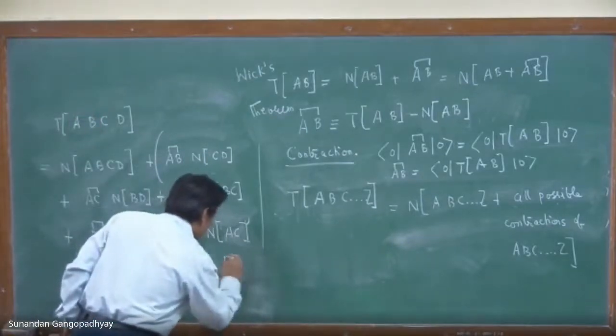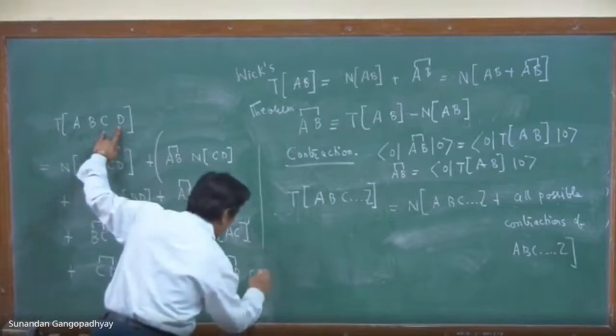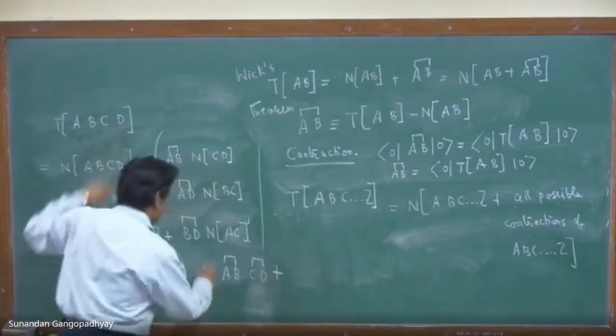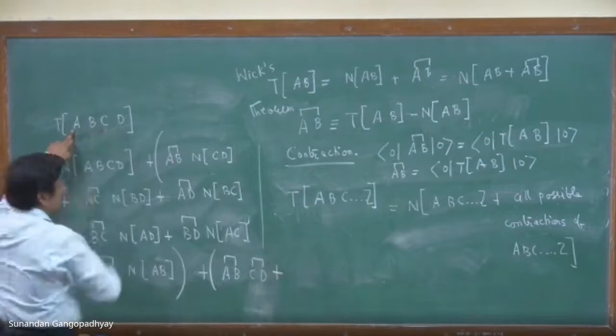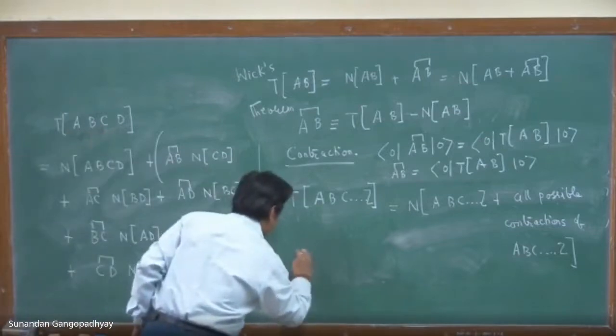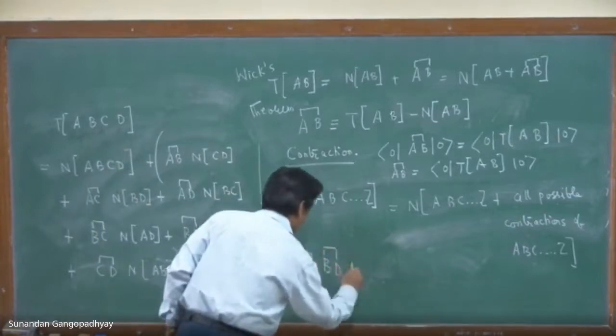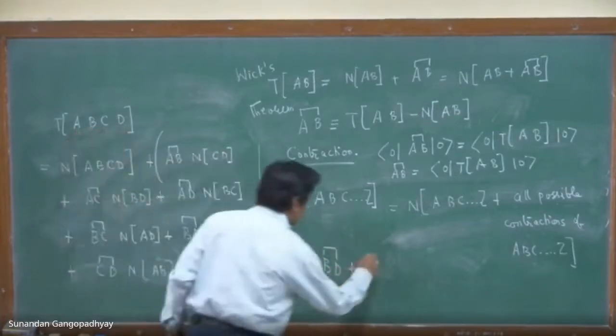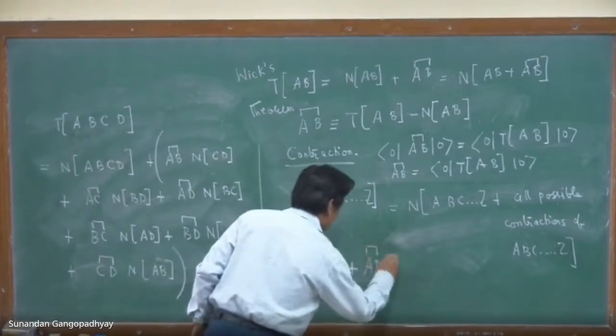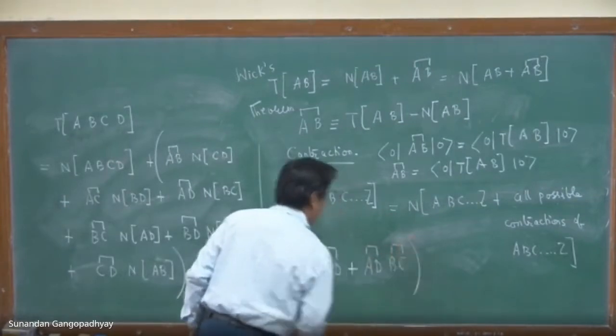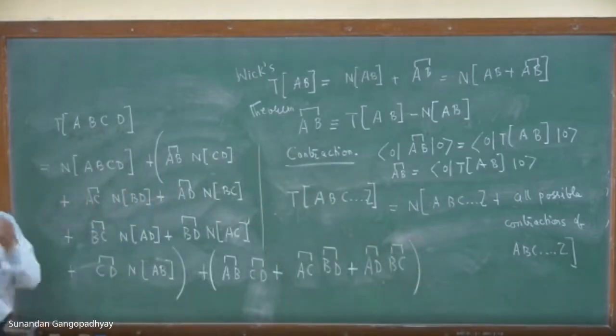plus. Then you can take A with C. Only thing that remains is B with D. And then the last term, A with D. Only thing that remains is B with C. This exhausts everything. Okay? So this is the expansion of the time ordered product of a string of 4 operators. This is the full expansion.